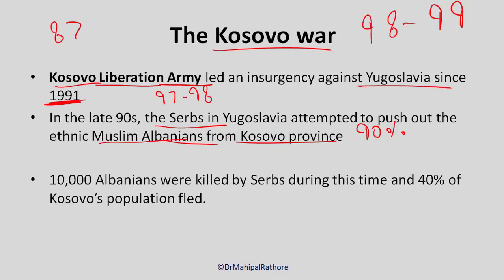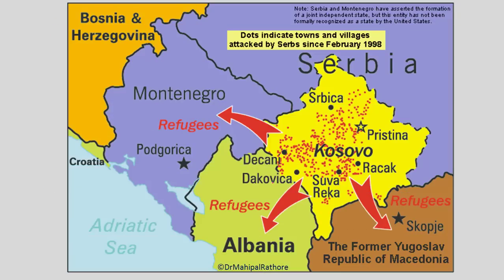The KLA increased its attacks greatly by 1998. Also by this time, 10,000 Albanians had been killed by the Serbs. The government was brutally cracking down on any kind of activity by the Albanian Muslims. And 40% of the population fled. They became refugees in nearby countries because of the policy of the Serbs. So there was a Kosovo refugee crisis.